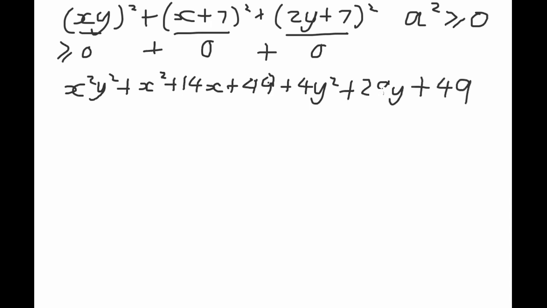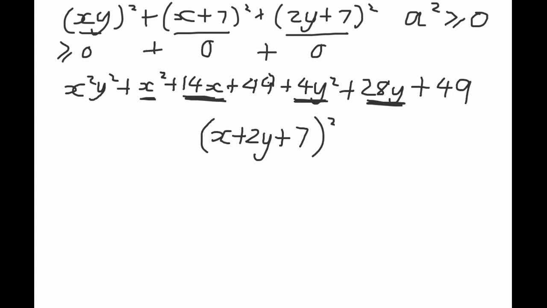Now, if we look at the terms here, we have an x squared. So if we're going to square something, it should probably have an x in it. We've got 4y squared, so again, it should probably have a 2y in it. And we also need to make this 14x and this 28y somehow. We know 14x is 2 times x times 7, and 28y is 2 times 2y times 7. So if we add a 7 here, that will knock both of those out in one go.